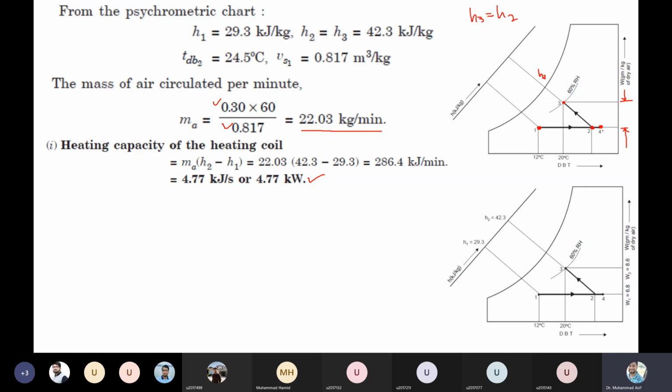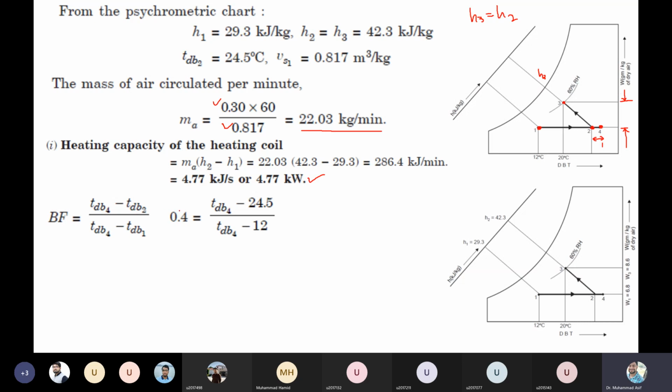And next we have to figure out the bypass factor as well. We can read the bypass factor if we know the surface temperature of the cooling coil. I think the bypass factor was given, that was 0.4. That means 40% of the air is bypassed. The bypass is this much, 2 to 3. The actual process takes place from 1 to 2, and the bypass is from 2 to 3. So bypass divided by the total one: H4 minus H2 divided by H4 minus H1. That will be the bypass factor.